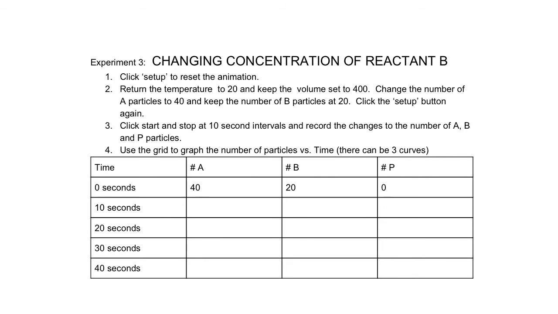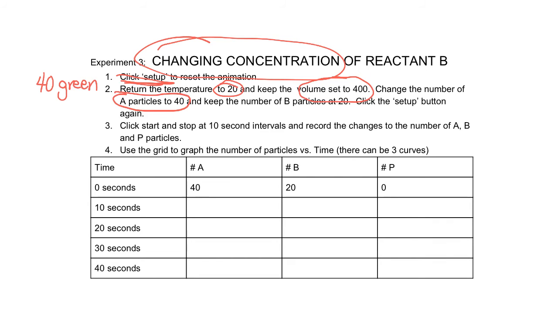For your third reaction, you're going to change the concentration. So return, click Setup to reset the animation, right? Click Setup. Return the temperature to 20. We don't want to change temperature this time. This time we're going to change the volume, or make sure the volume set to 400. Change the number of particles, A particles, to 40. So that's going to change the concentration because now I'm going to start with 40 green ones. Keep B, which is the blue ones, at 20. So we have more particles now. And we're going to click Setup, and we're going to start it again and record our numbers.